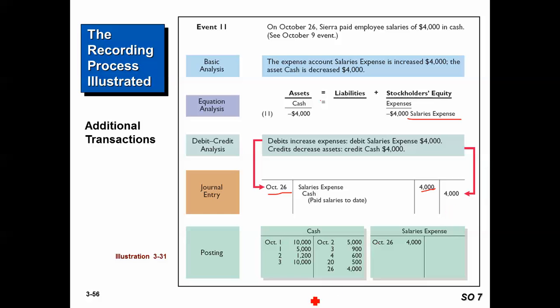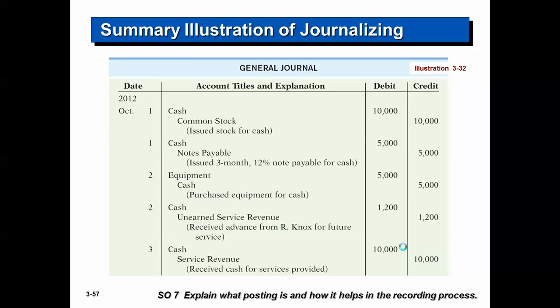Well, again, credit to cash decreases cash, so it goes on the right-hand side of cash. Expenses always are on the left-hand side. An expense decreases owner's equity. A decrease in owner's equity is on the left-hand side. That's why expenses are always on the left-hand side. So there you have it.